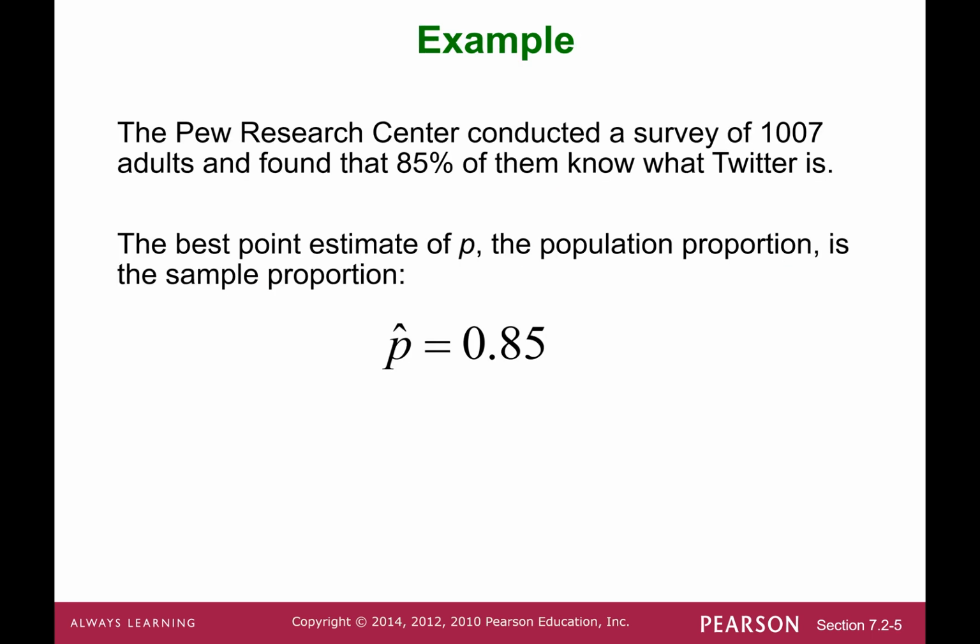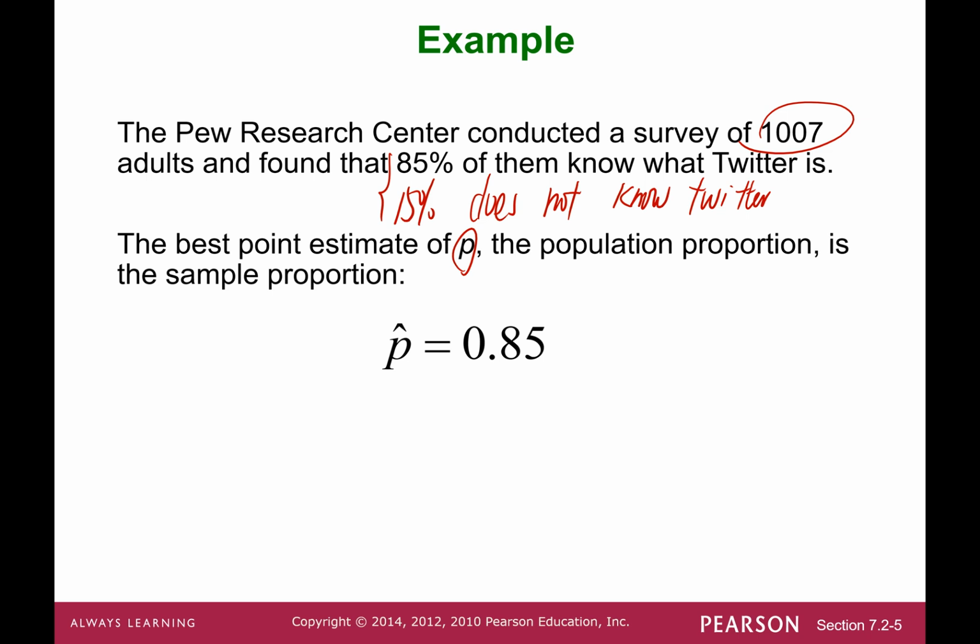The Pew Research Center conducted a survey of 1,007 adults and found that 85% of them know what Twitter is. So 85% of them know Twitter, and 15% of them do not know Twitter. Either they know Twitter or they do not know Twitter. So the best point estimate of P is p-hat.